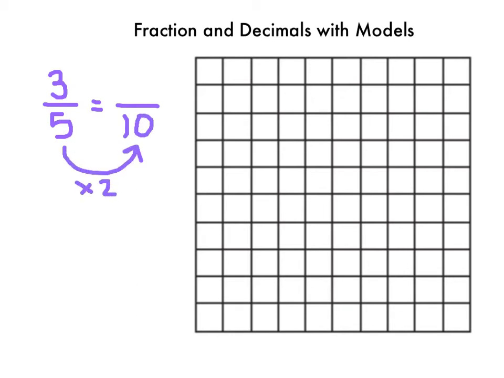So you did times 2, and whatever I do to the bottom, I have to do to the top. We learned this a while back, huh? Mm-hmm. Okay, so 3/5 is equivalent to 6/10. Yes. Now 6/10, now I can color that in.